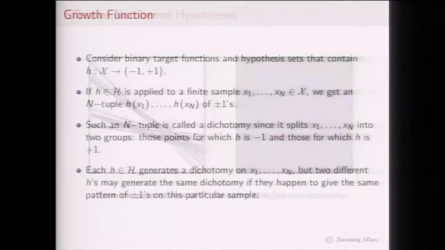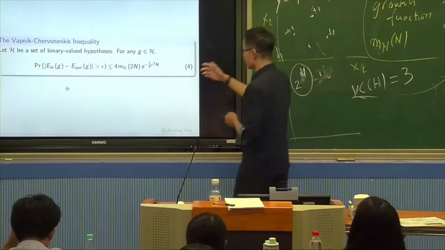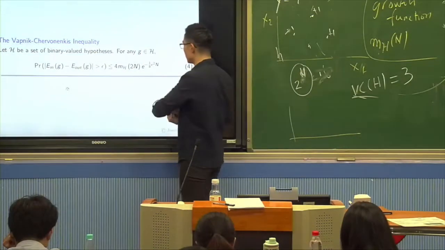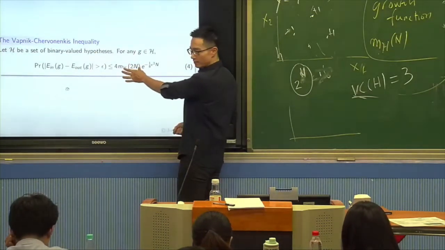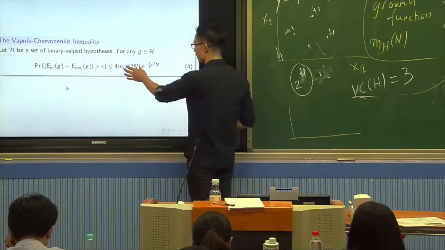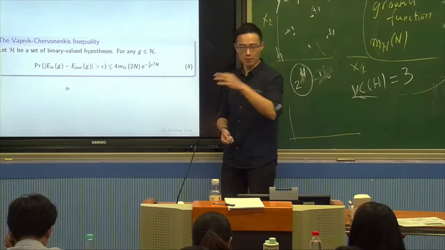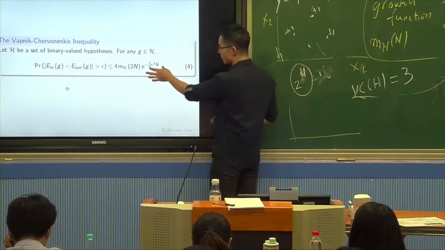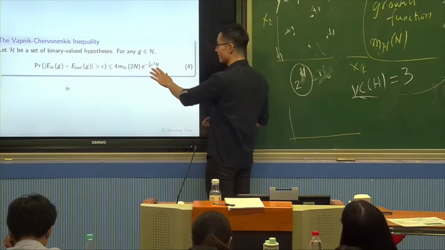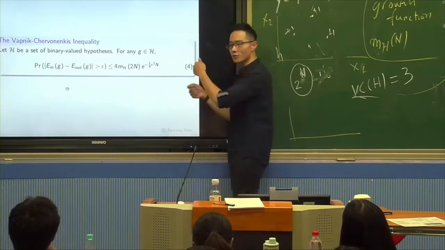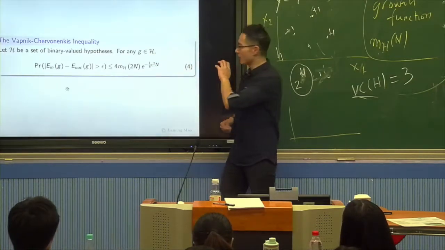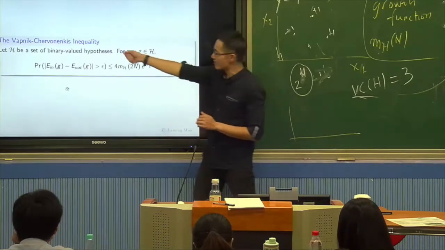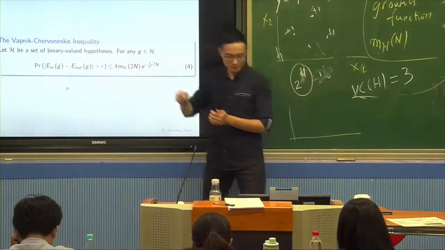So the result is here. We can write out this inequality. Remember, previously in our inequality, this was the big M. Now we're replacing it with the growth function. The growth function is a measure of model complexity, like I just explained, the number of dichotomies you can create on n points. There's a little bit of change here: the 2 becomes 1/8. But the essential element is the same. And this inequality is called the VC inequality, the Vapnik-Chervonenkis inequality. Basically, people call it the VC inequality.